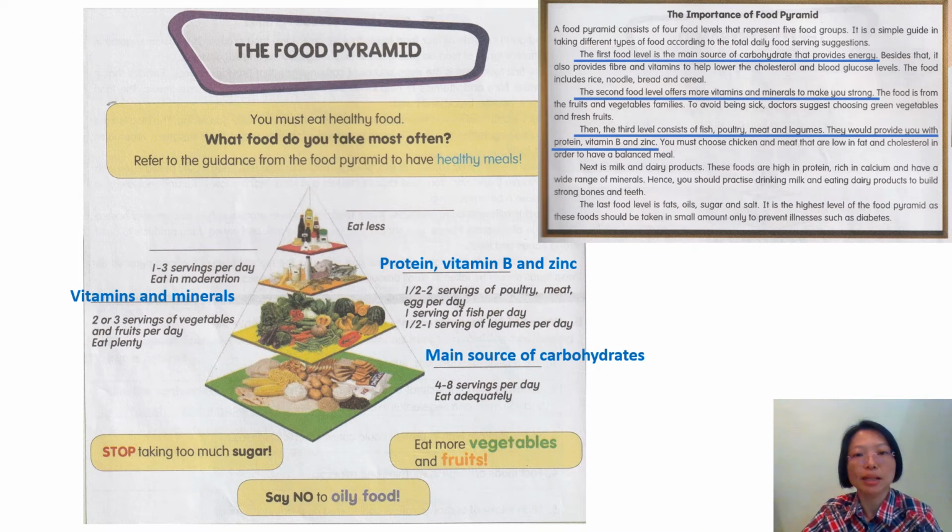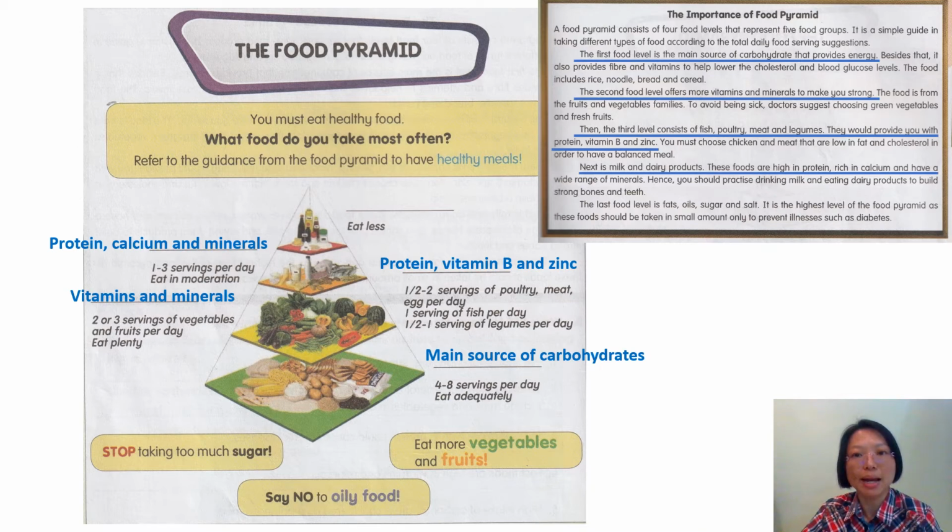Now, let's look at the next level of the food pyramid. We have protein, calcium, and minerals. For this group of food, we can take 1 to 3 servings per day, and we must eat it in moderation. Where do we get the answer? We get the answer from paragraph 5.